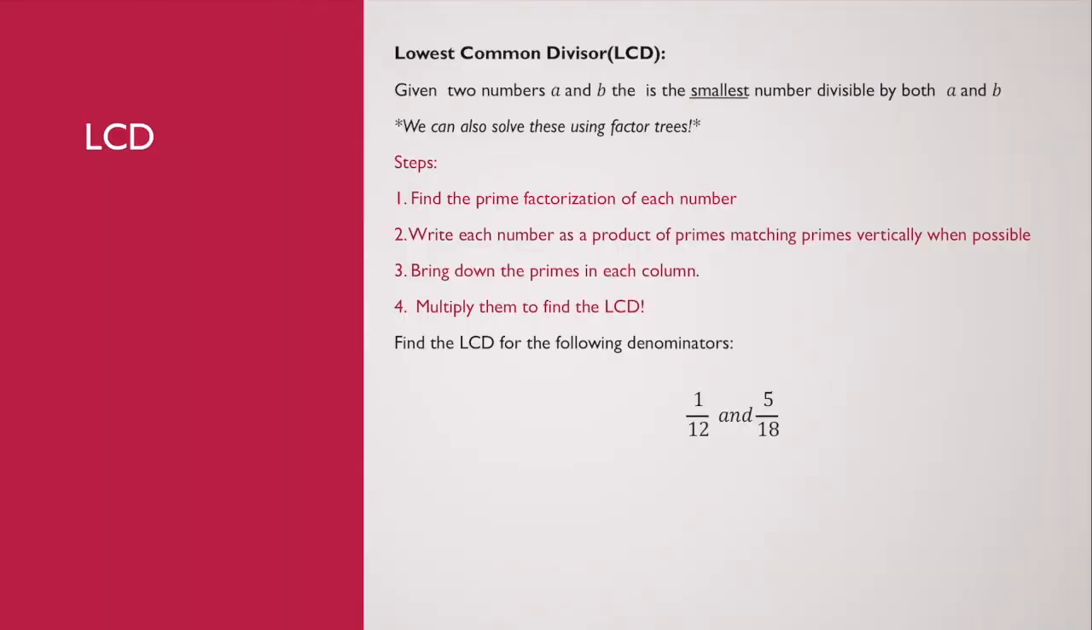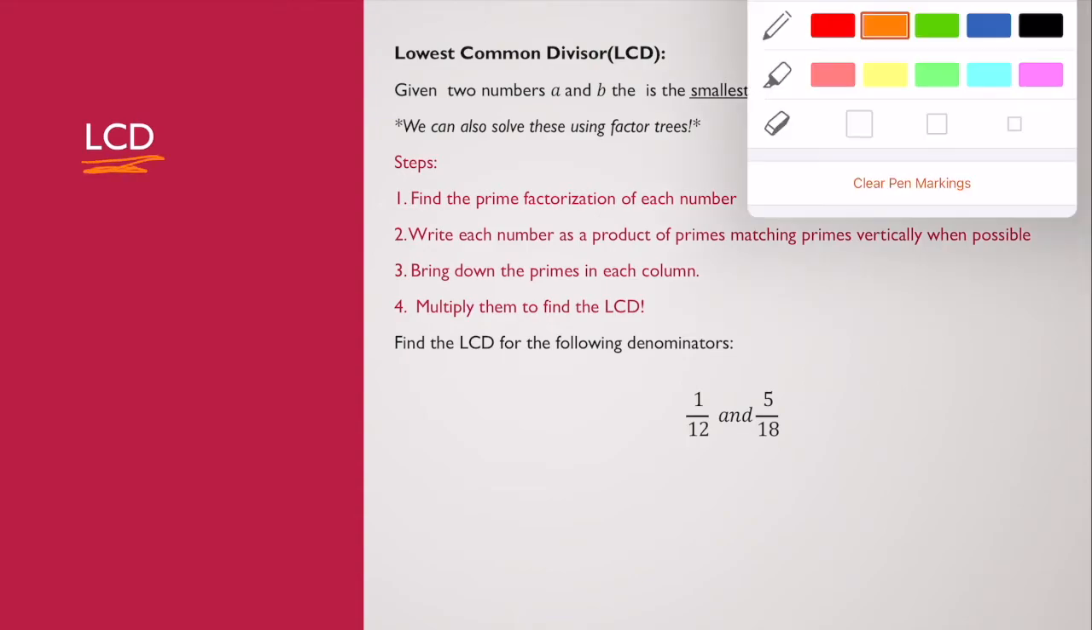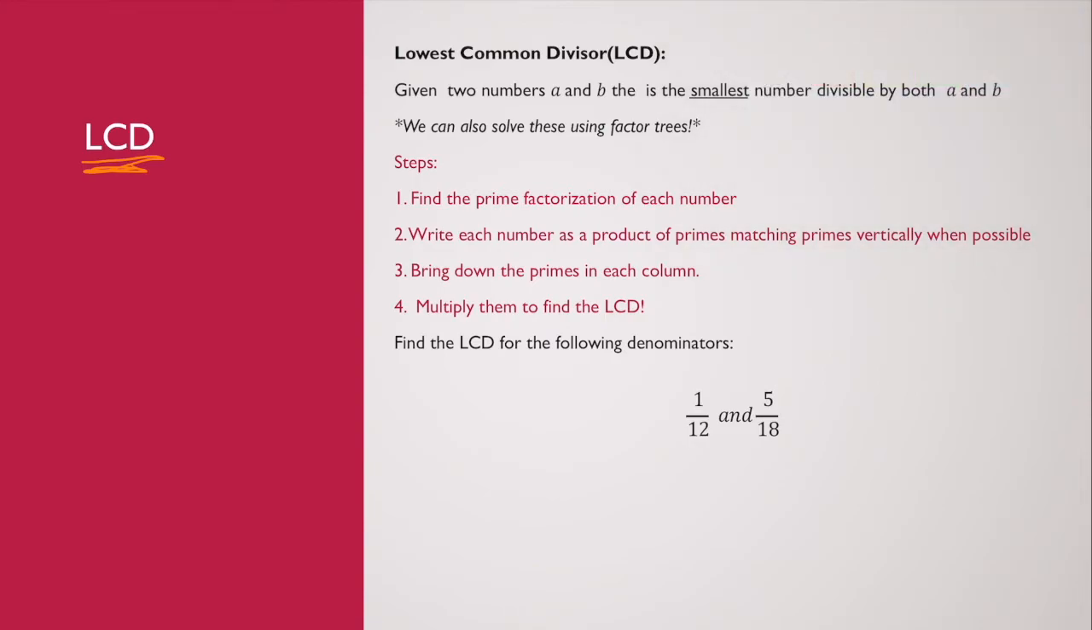Where things get a little more complicated when it comes to adding and subtracting fractions is when they do not have the same denominator. So in order to get them to have the same denominator, we need to determine the LCD. The lowest common denominator, or LCD, given two numbers A and B, is the smallest number divisible by both A and B. And we can solve these using factor trees.